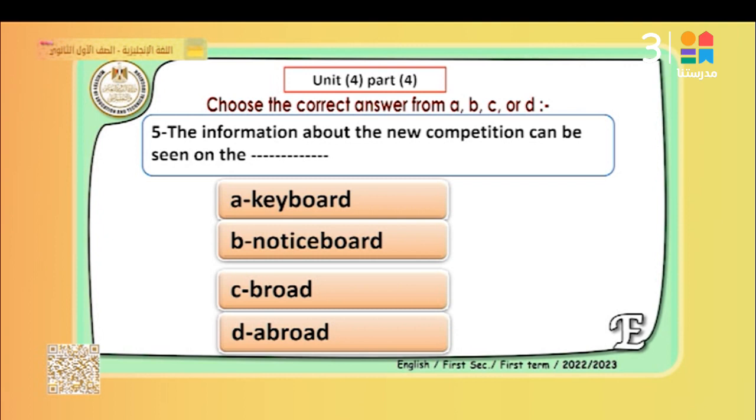What about the word broad? Broad means wide. When I say she has broad shoulders, it means wide. Type notes board or keyboard. Keyboard, this is a keyboard of the computer, for example. But notes board is something which we put on the wall in order to put news or something very important. So if you wanted to find the information about the competition, look at the notes board.